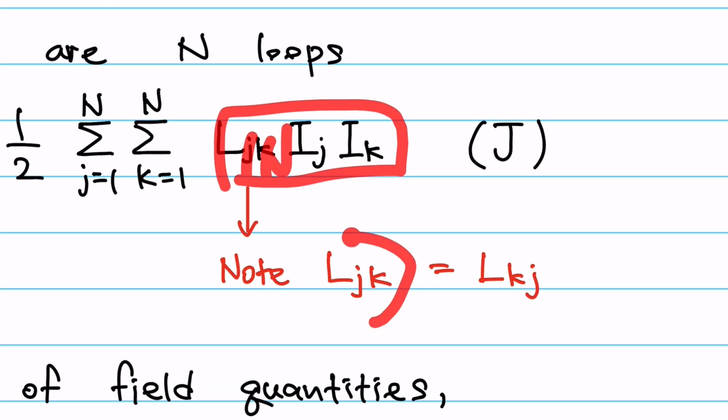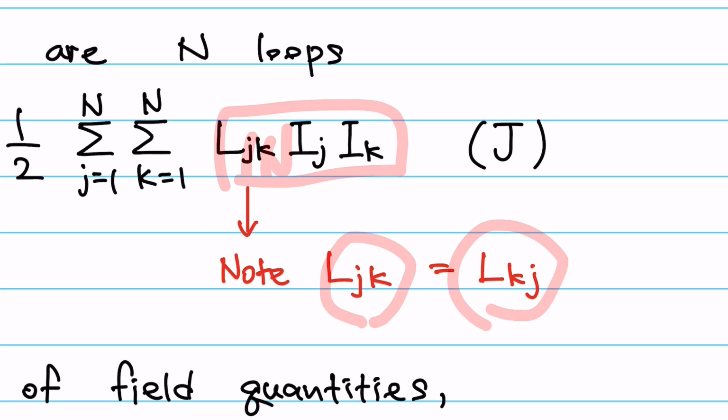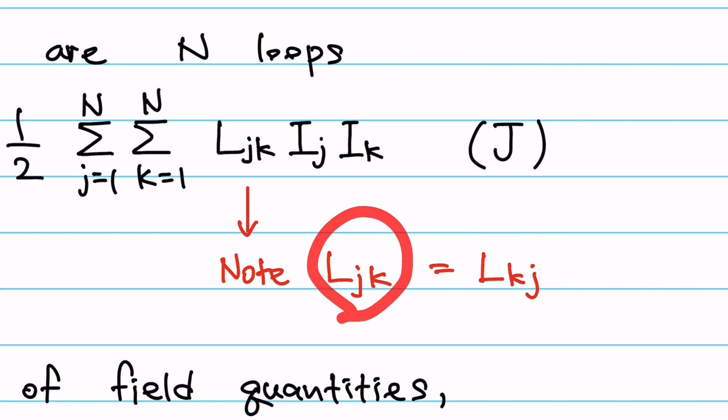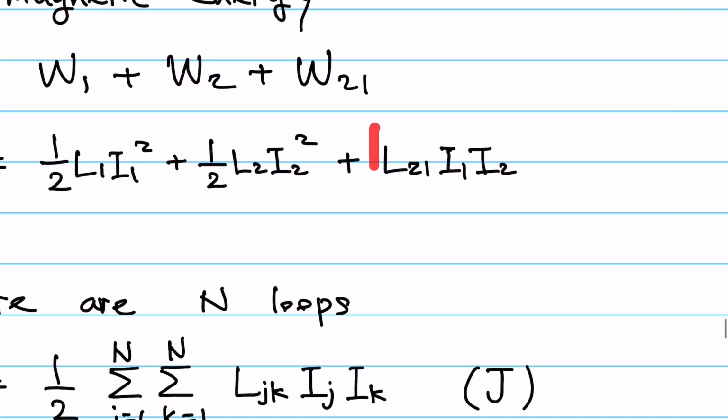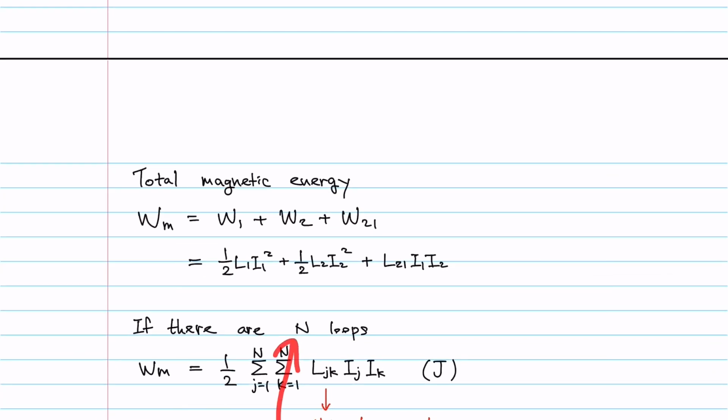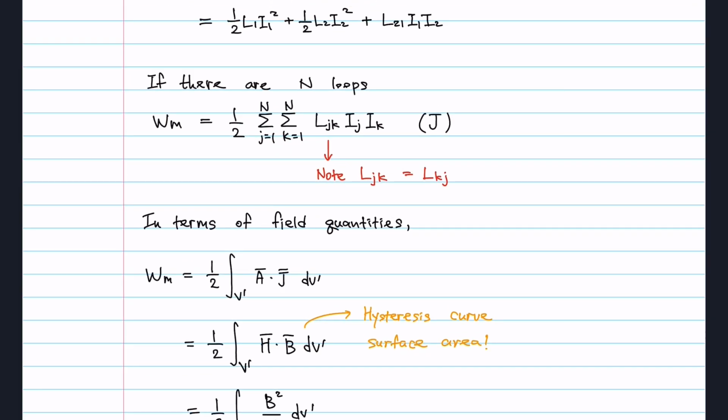But you have to note that the mutual inductances are equal, so LJK is LKJ. That's why you don't see a 1 over 2 over here. Because there will always be a 2, and the 1 over 2 is going to cancel out the 2 eventually, making it into a 1. So this is a general expression for n loops.